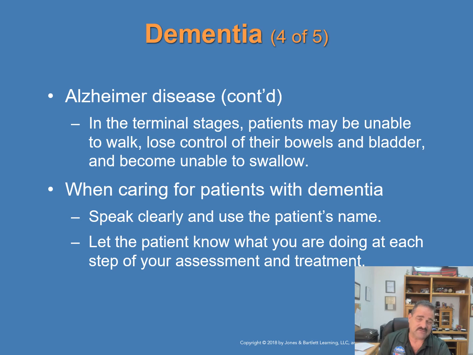When caring for these kind of patients, speak clearly and use the patient's name. You may have to repeat it several times, and they don't really understand, but make sure you make it clear as much as they need it. Let the patient know what you're doing at each step of the assessment and treatment, and that you're there to help. They may lash out at you.